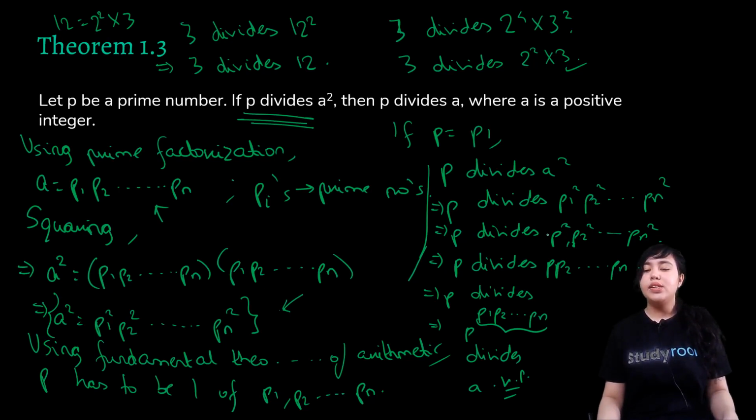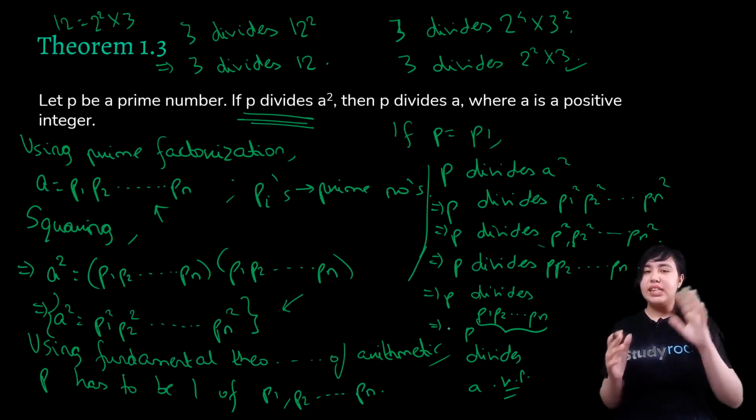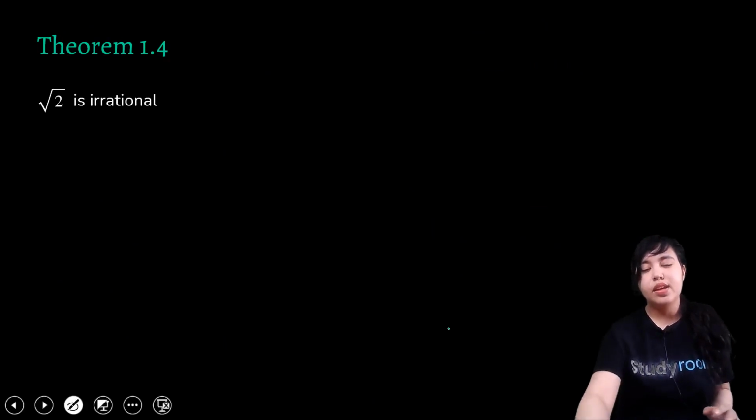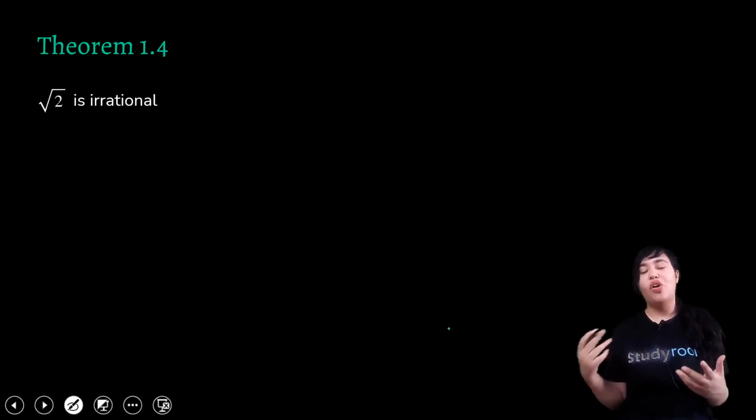Now if I take the square root of this term, I will get P, P2 going on till Pn. Now P can again be replaced by P1, and this expression P1, P2 going on till Pn is nothing but A, so P divides A. Okay, so just remember this theorem: P divides A square, P divides A. Because now we'll use it to prove if a particular number is irrational or not.